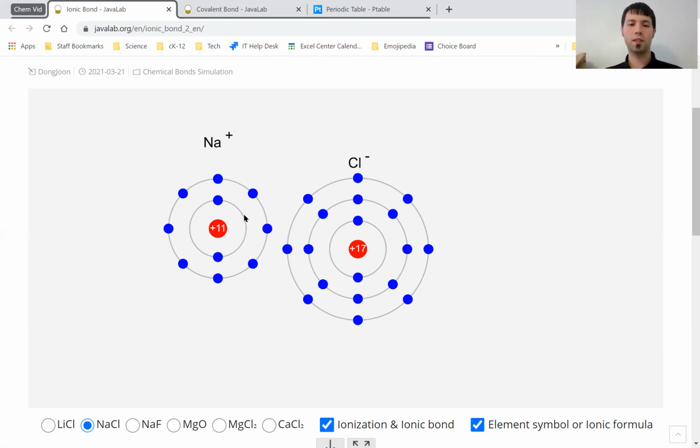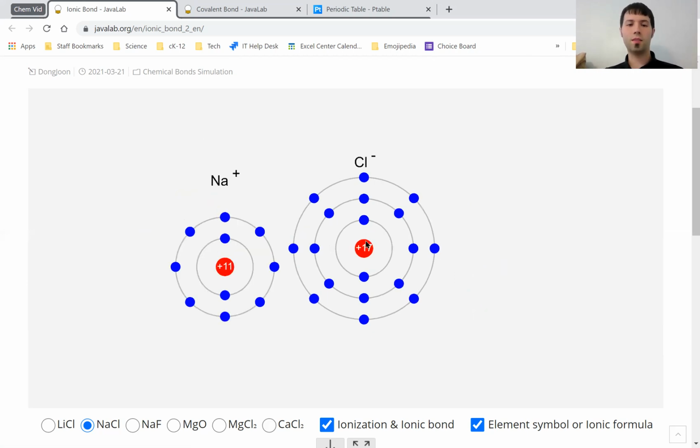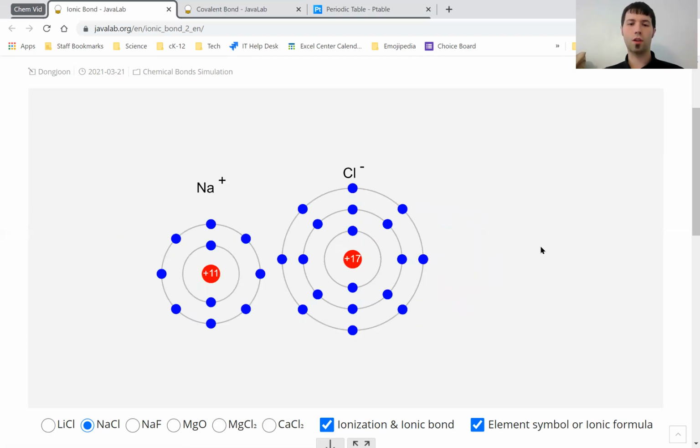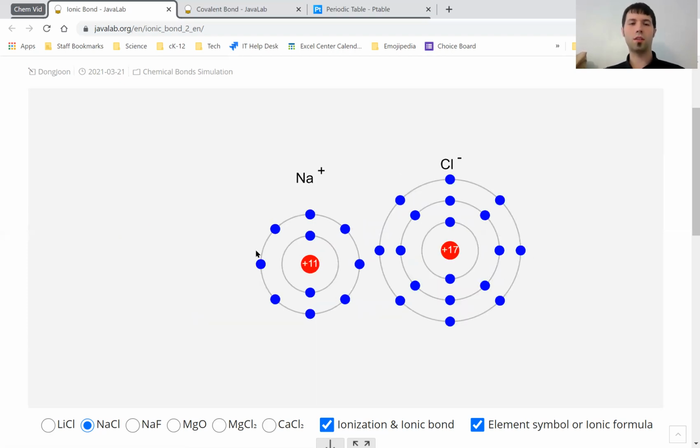because it has 1 more electron than it does protons. And this forms an ionic bond, because now one atom is positively charged and one is negatively charged, which means they're attracted to each other. That's an ionic bond. So that's something we already went over. Now we're going to look at something called a covalent bond.